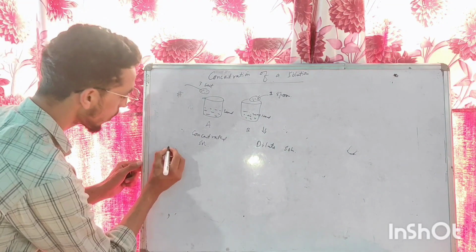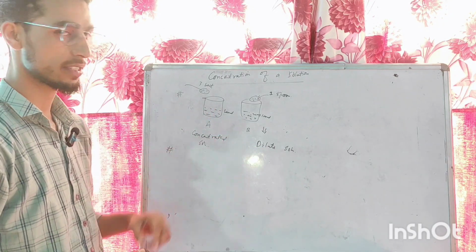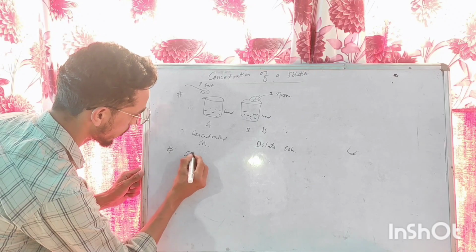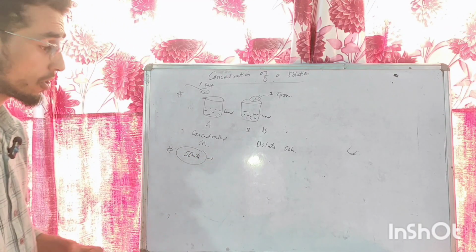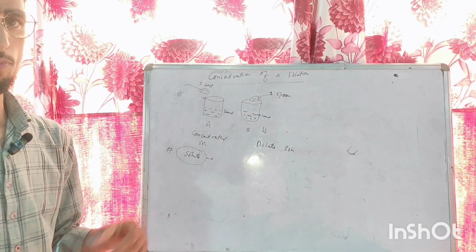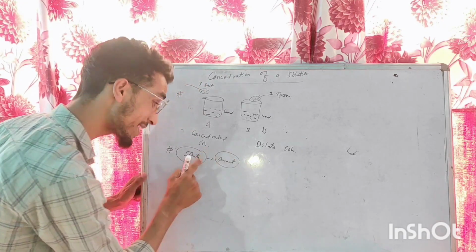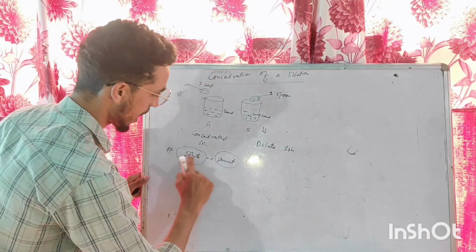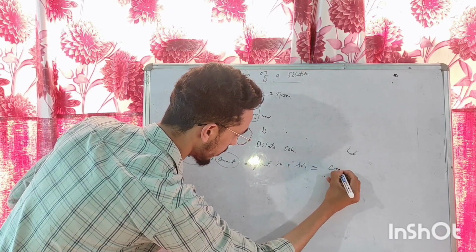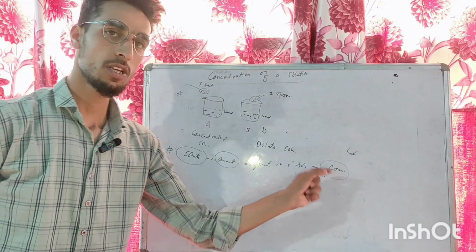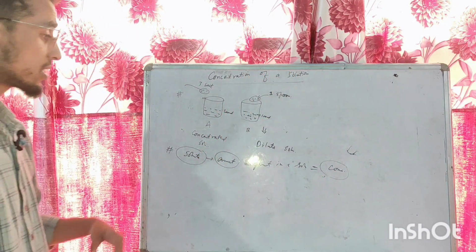Now what is the main term which determines the difference between dilute and concentrated? It is only the amount of solute. The solute amount determines the fate of a solution, whether it should be dilute or concentrated. Therefore, the amount of solute present in a solution is its concentration. The amount of solute present in a solution is called concentration, and we write it as conc. in short form.